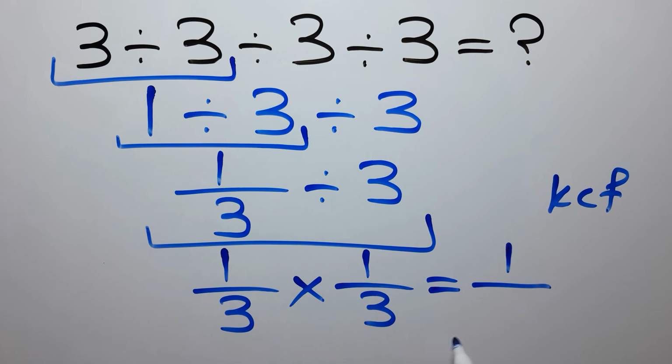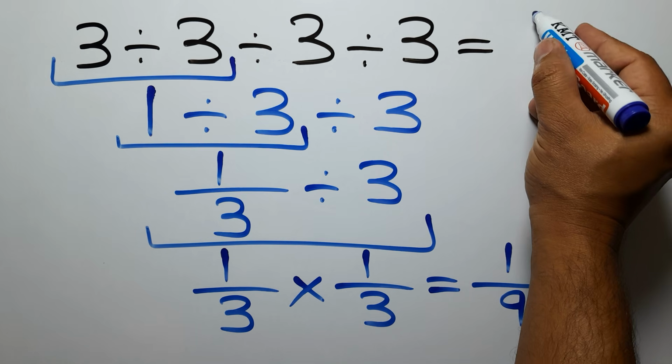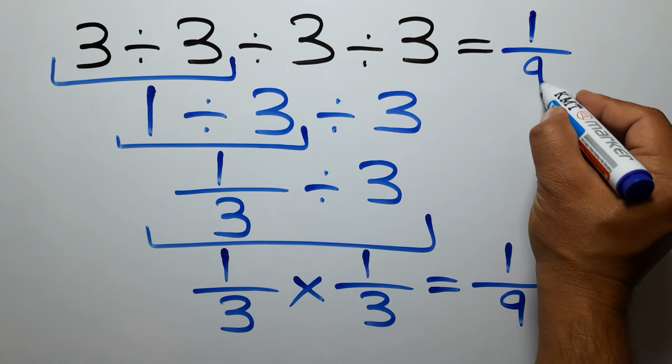So 1 over 3 times 3 equals 9. So we have 1 over 9. And this is our final answer to this problem. The correct answer is 1 over 9.